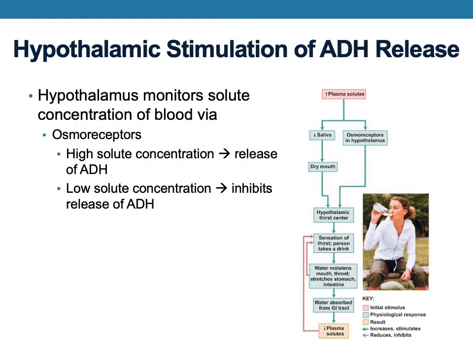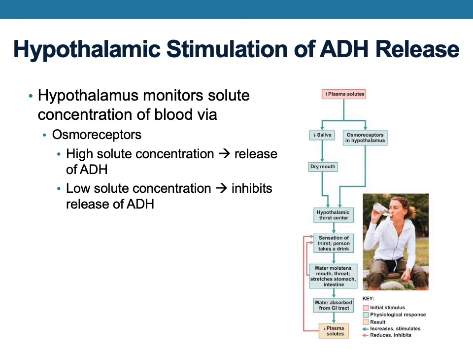Hypothalamic stimulation of ADH release. The hypothalamus monitors solute concentration of blood via osmoreceptors as a part of homeostasis. Throughout the day, the solute to water ratio changes based on the amount and type of food one eats, the amount and type of fluid one drinks, and the amount one perspires. In fact, our thirst mechanism is activated when the ratio of solids to water shifts to more solids than water.